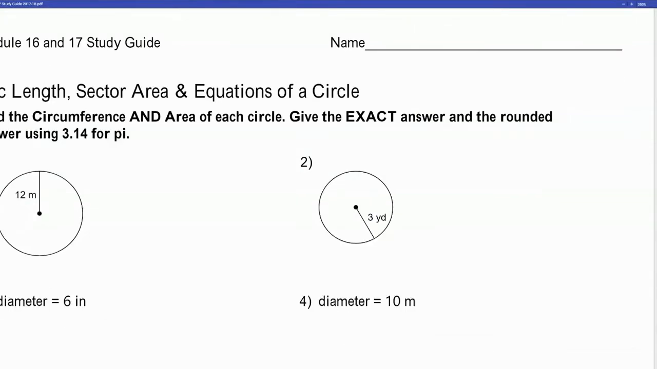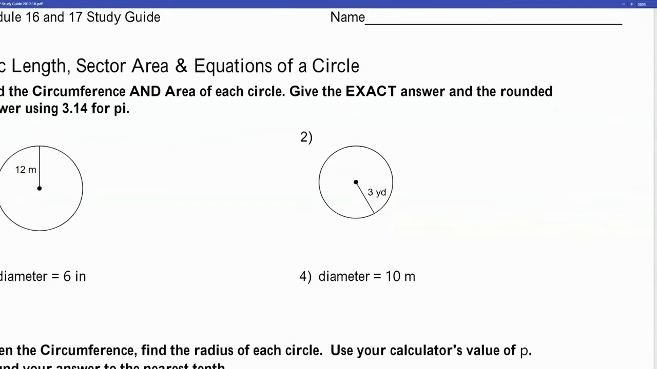Hi guys, so this is from Module 16 and 17's study guide. Again, we're dealing with arc length, sector area, equations of circles, and even converting from degrees to radians, and then radians to degrees. So let's get into it.